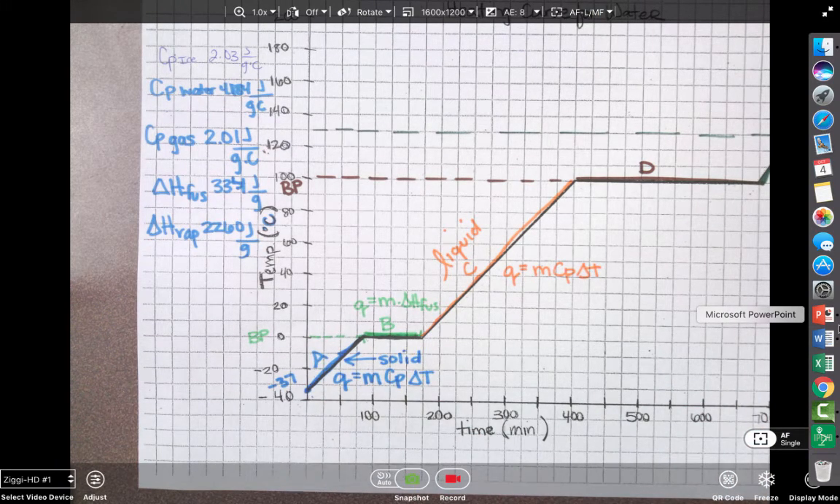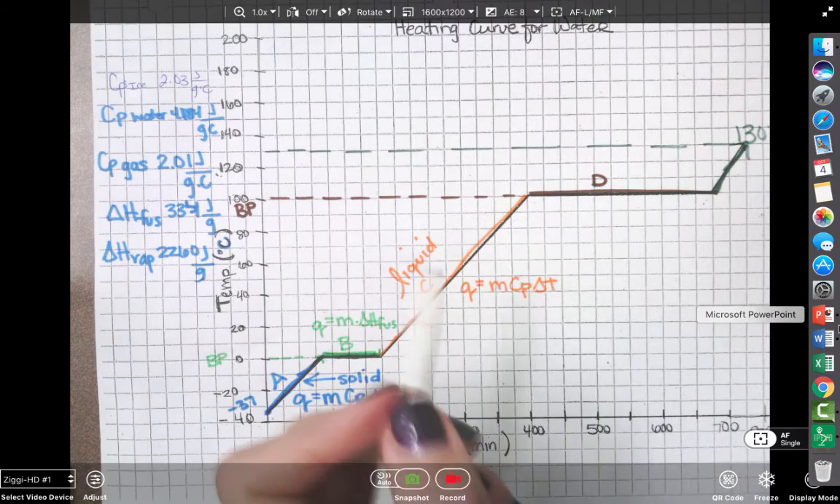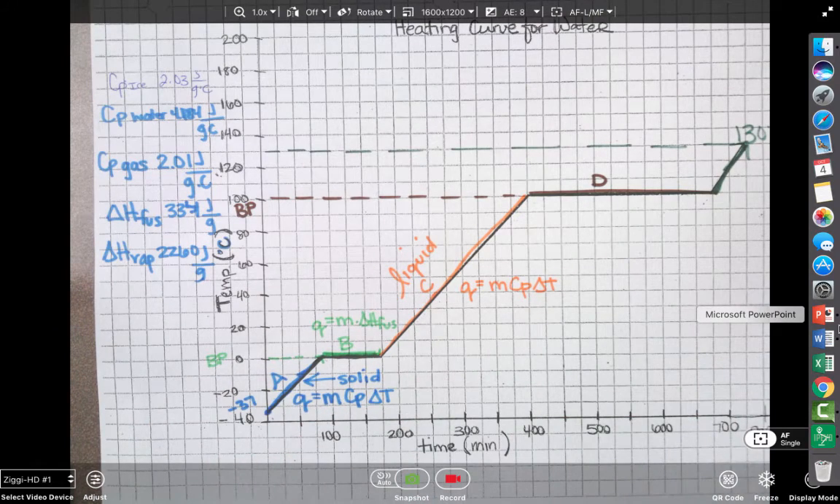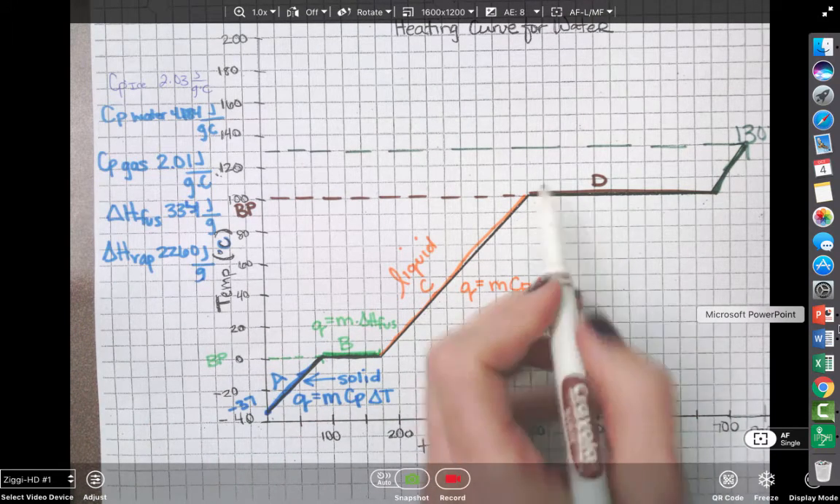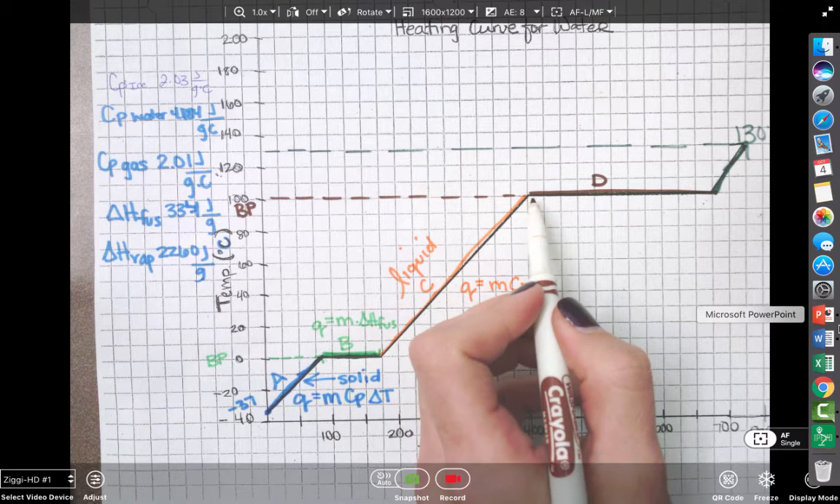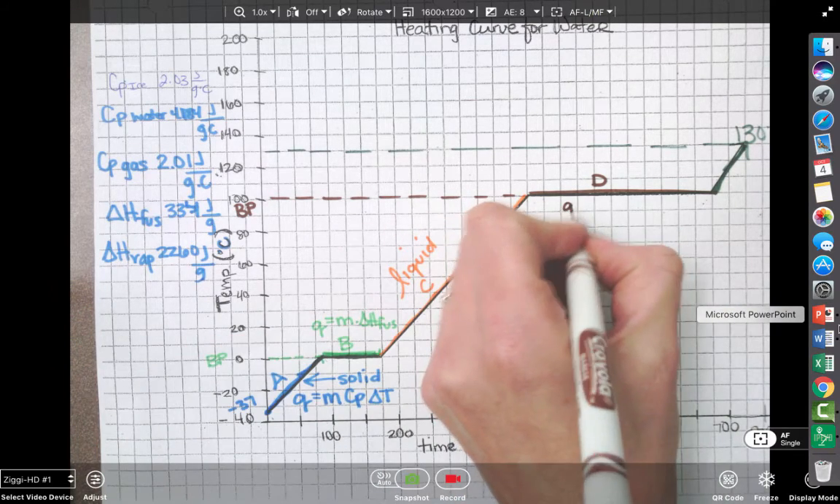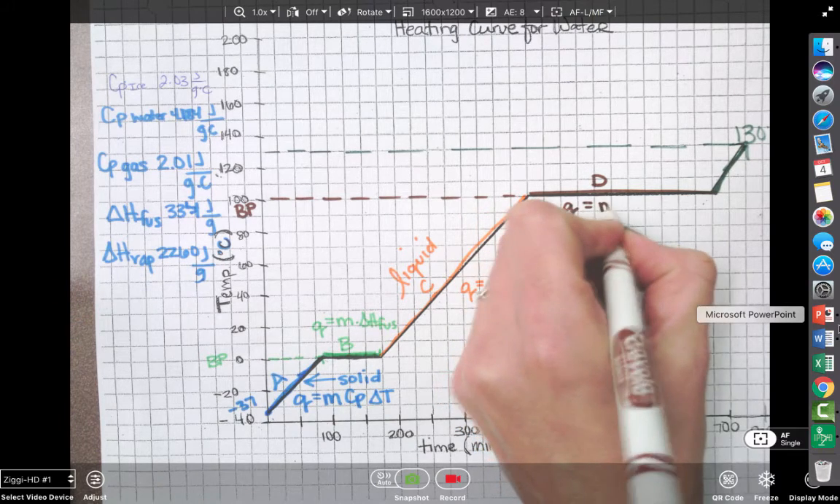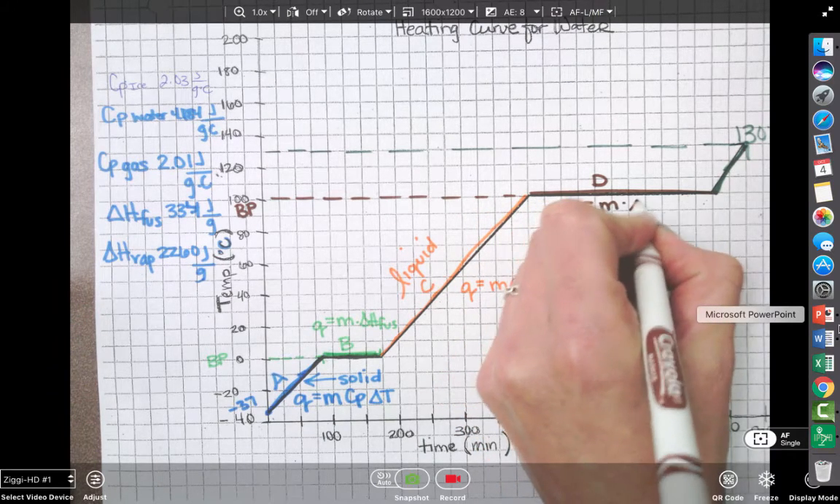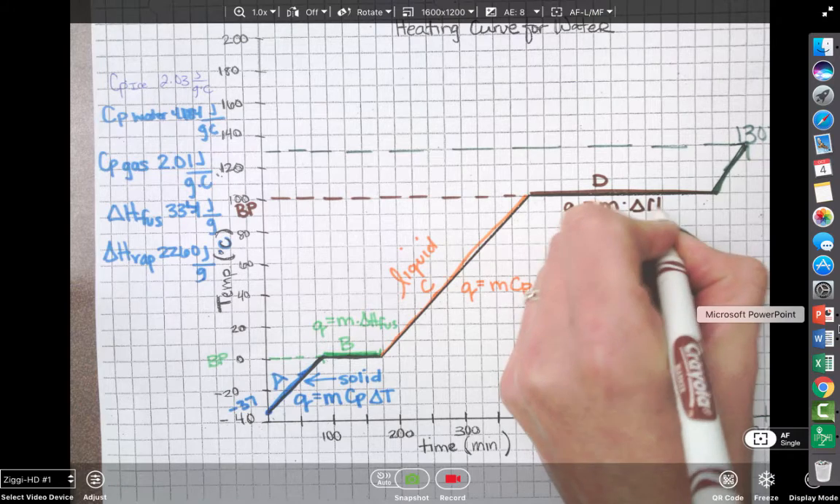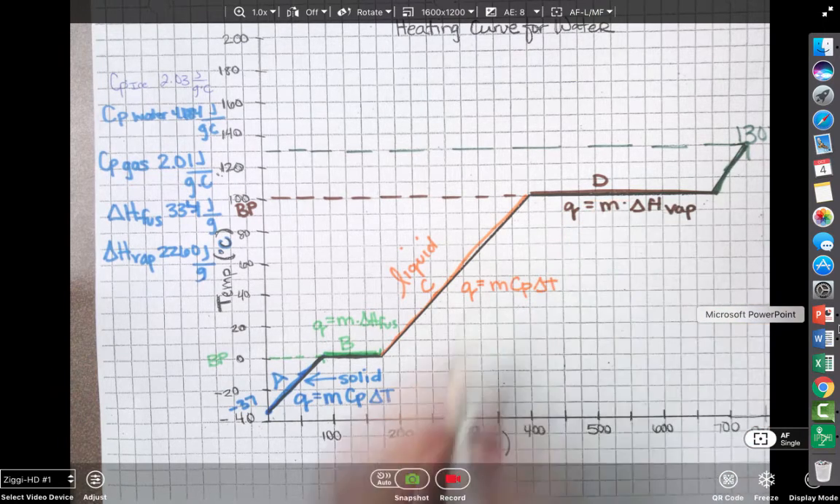And then we plateau again at 100 degrees Celsius. Well, the definition of the latent heat of vaporization states: without changing temperature, how much energy is required to go from a liquid to a gas. Well, I can calculate without a temperature change how much energy is required from the mass of the substance times delta H of vaporization.